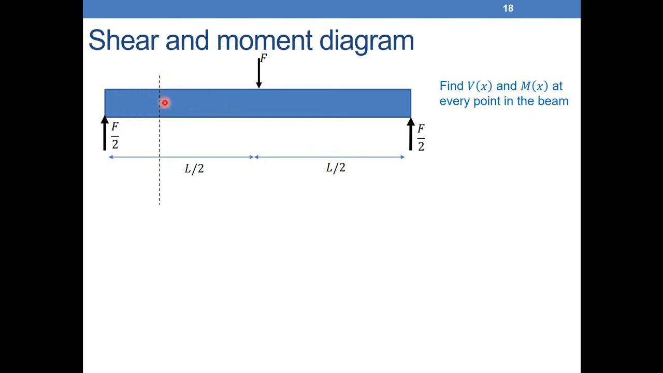So I make a cut here. I can make it here or here, it will be the same. From a distance x, let's say the distance x. The distance is varying here. So from a distance x, let's call this point here A.